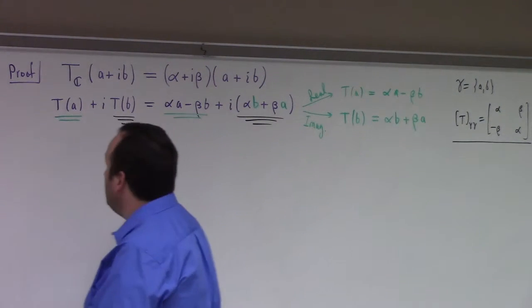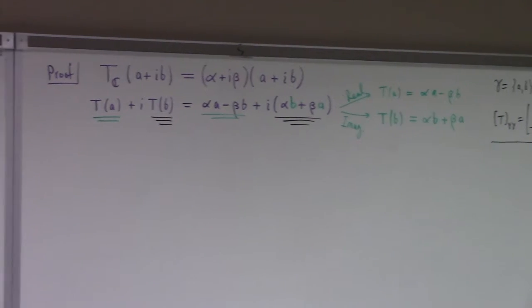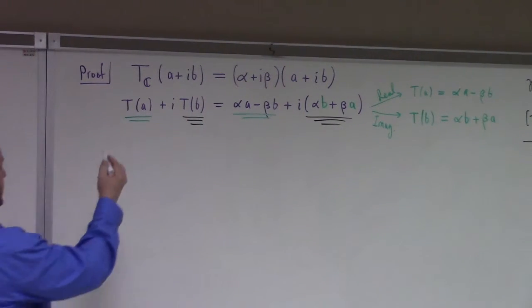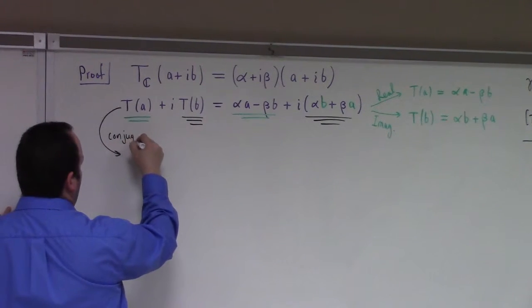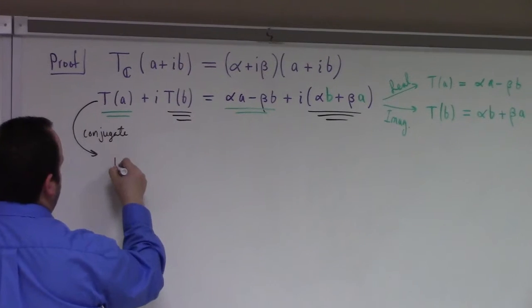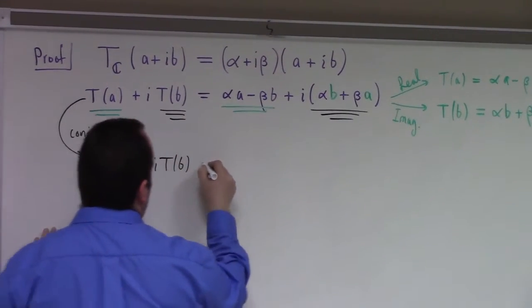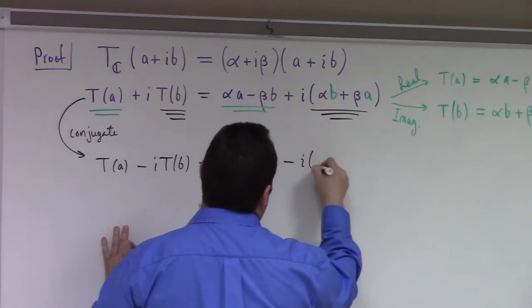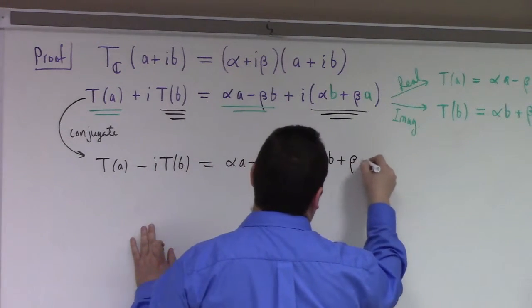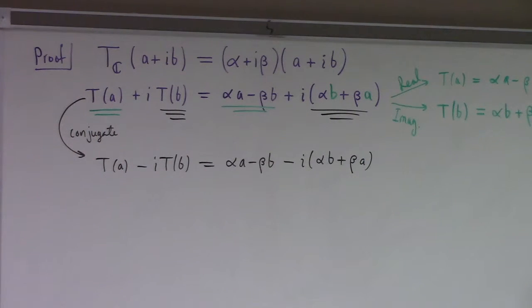All right, let's try to figure out the first thing actually. So how do I get information about the conjugate? What I do is just take the complex conjugate of this equation. If I conjugate this, I get T of a minus i times T of b is equal to alpha a minus beta b minus i times alpha b plus beta a. But then we just work backwards. Go back to the complexification.